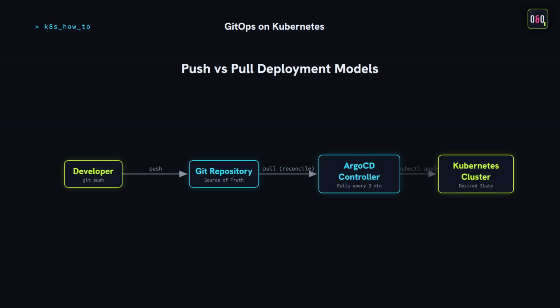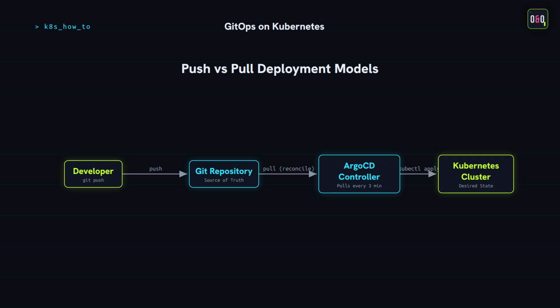Traditional continuous deployment follows a push model. Your CI pipeline builds the container image, then runs kubectl apply to push manifests into the cluster. This requires your CI system to hold cluster credentials, creates a single point of failure, and leaves no auditable record of who deployed what. GitOps inverts this entirely with a pull model.